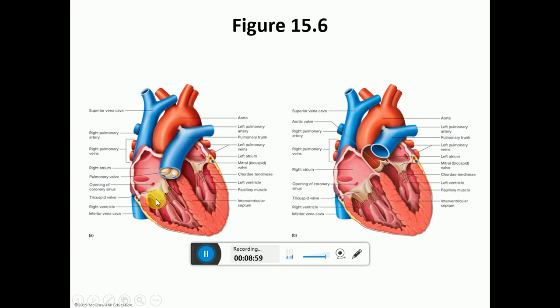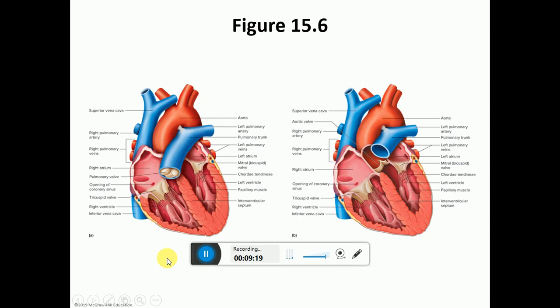The tricuspid valve will allow blood to go from the right atrium down into the right ventricle, but it prevents blood from flowing in the opposite direction. As for the mitral valve, it allows blood to go from the left atrium into the left ventricle, but it'll prevent blood from being pumped in the opposite direction.